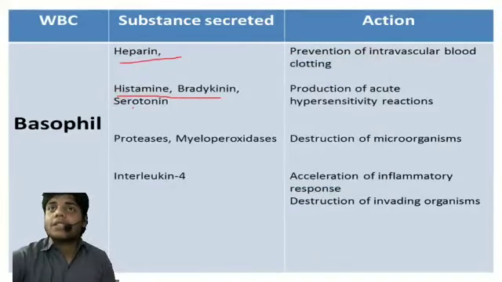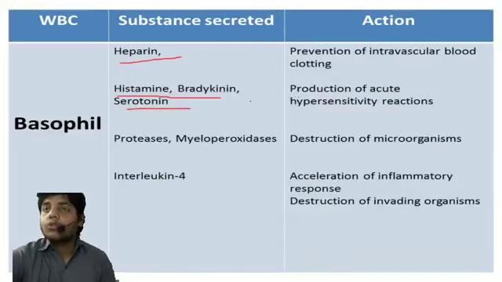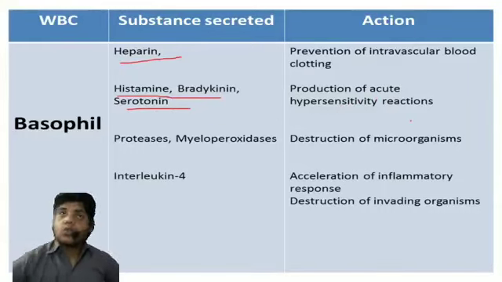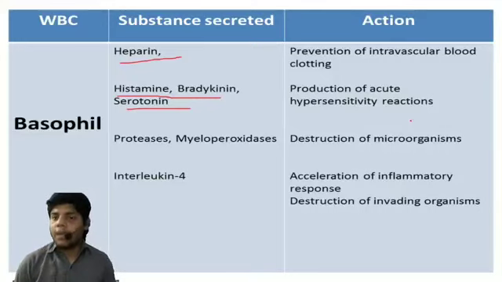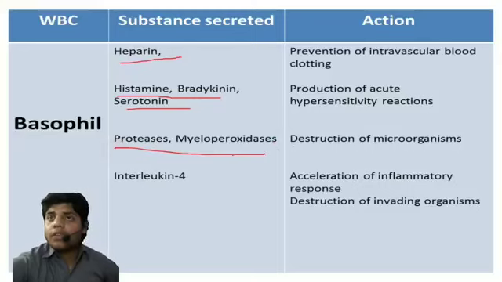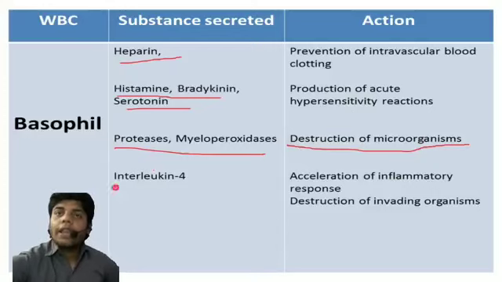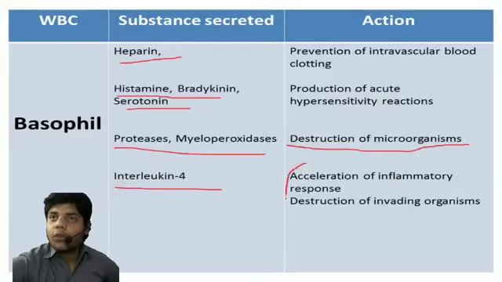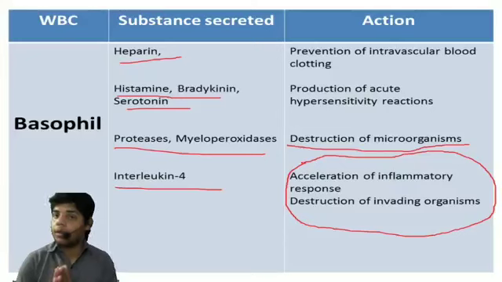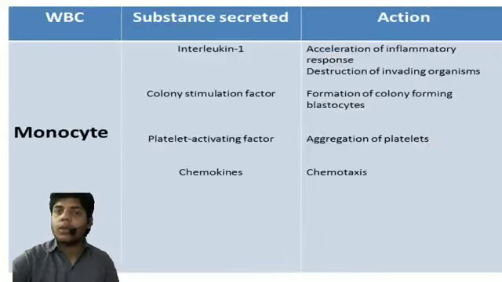Now it also produces histamine, bradykinin and serotonin. Due to this, the action of each chemical is the production of acute hypersensitivity reaction. So due to these kinds of chemicals, they can cause hypersensitivity reaction. We have protease, myeloperoxidase, and the action of these is the destruction of the microorganism. Now next we have interleukin 4, and the action of this interleukin 4 is the acceleration of inflammatory responses and also the destruction of the invading microorganism, as we talked about in the eosinophil as well.